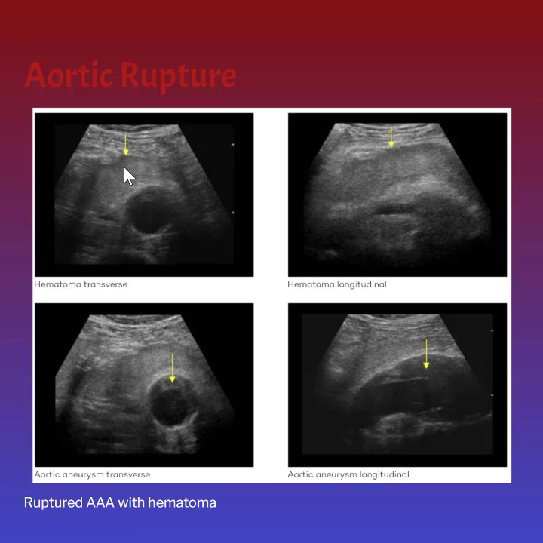So here we can see the hematoma in transverse. This is the hematoma in longitudinal. As we look at the aorta itself, here we have our aortic aneurysm, again surrounded by that hematoma.